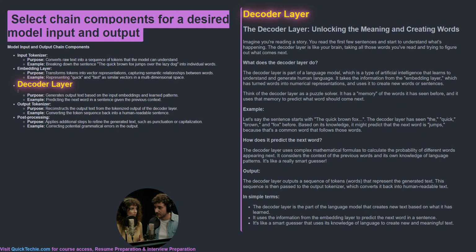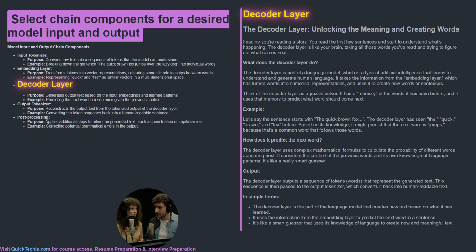Decoder layer. Unlocking the meaning and creating words. Imagine you're reading a story. You read the first few sentences and start to understand what's happening. The decoder layer is like your brain, taking all those words you've read and trying to figure out what comes next. What does the decoder layer do?